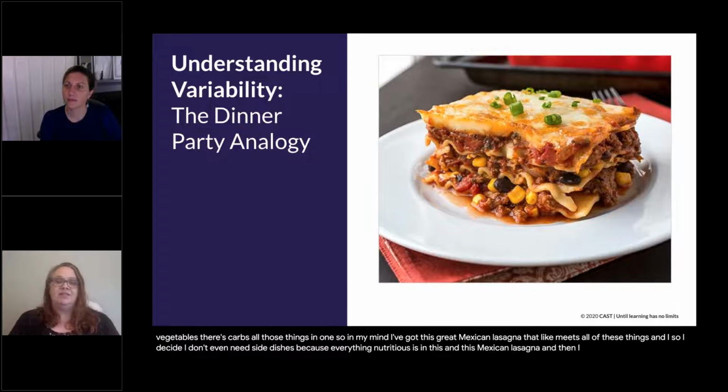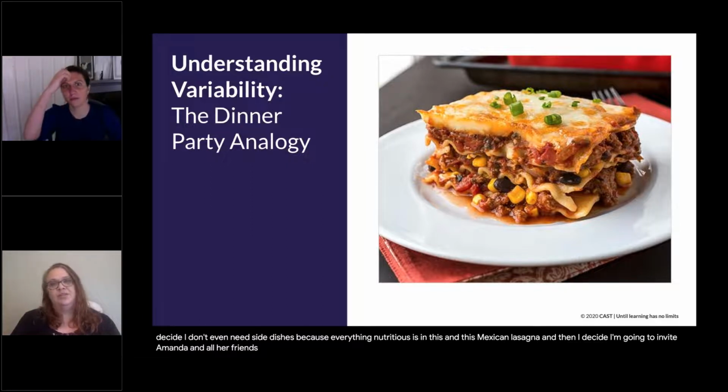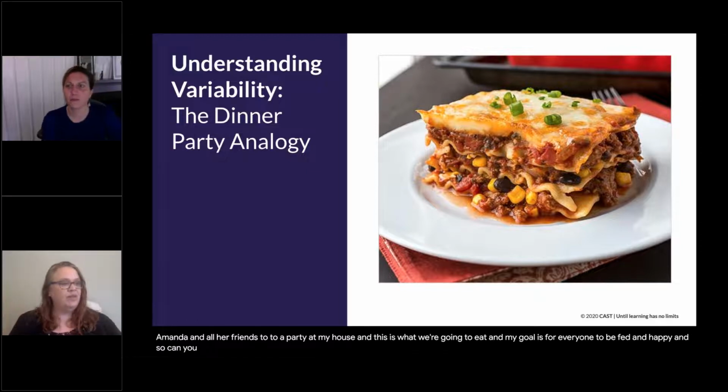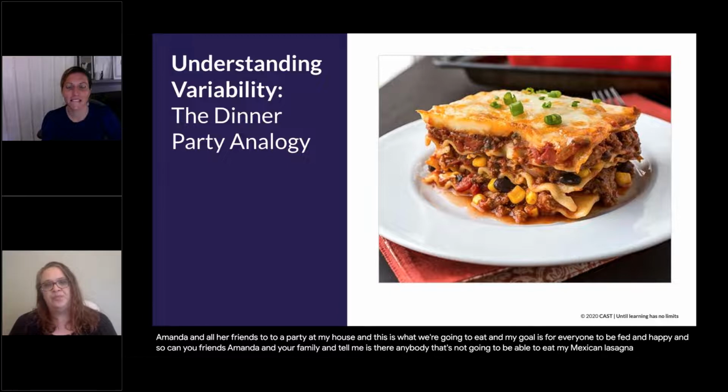Then I decide I'm going to invite Amanda and all her friends to a party at my house, and this is what we're going to eat. My goal is for everyone to be fed and happy. So can you think through your friends and your family, Amanda, and tell me, is there anybody that's not going to be able to eat my Mexican lasagna?